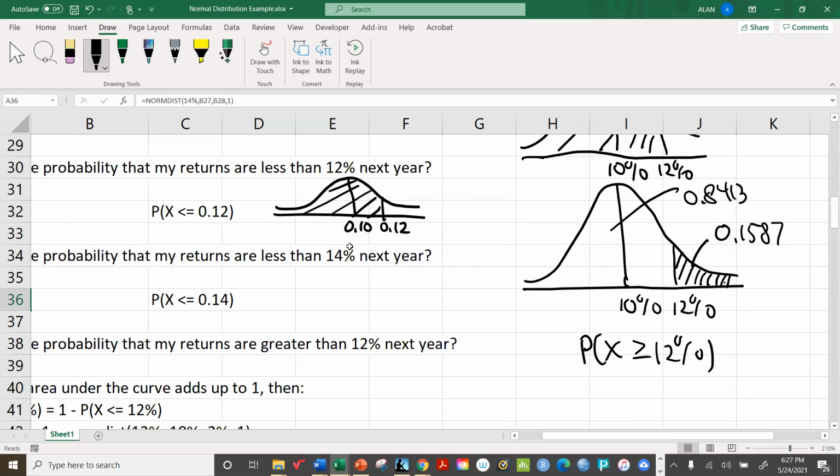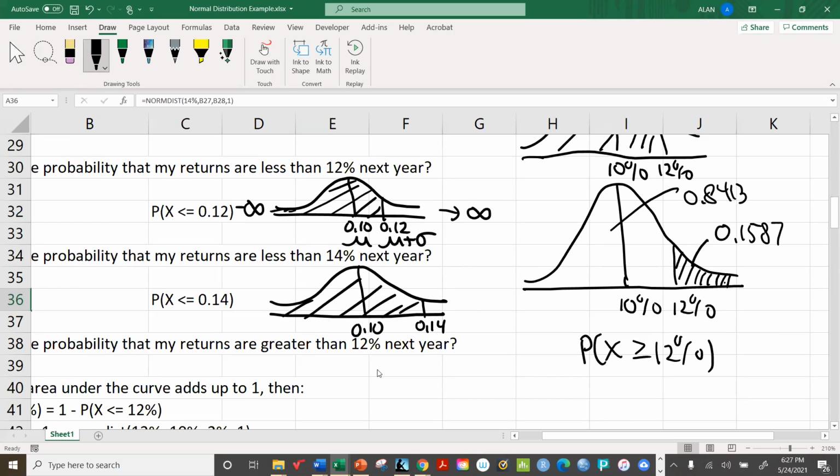All right, that's what we're trying to calculate. And so you can see this is actually one standard deviation above the mean, and it goes all the way down. And by the way, these tails go all the way out to plus infinity and minus infinity. Down here with 14%, I'm looking for everything from 14 down. Now here, 14% is actually 2 standard deviations above the mean. So that probability is obviously a lot higher.